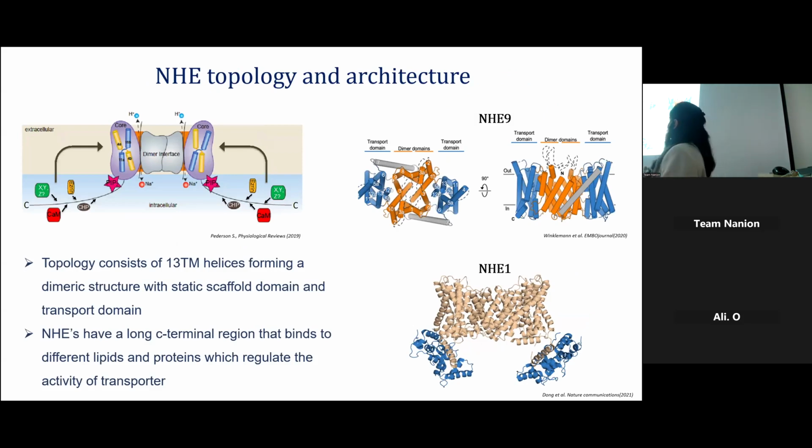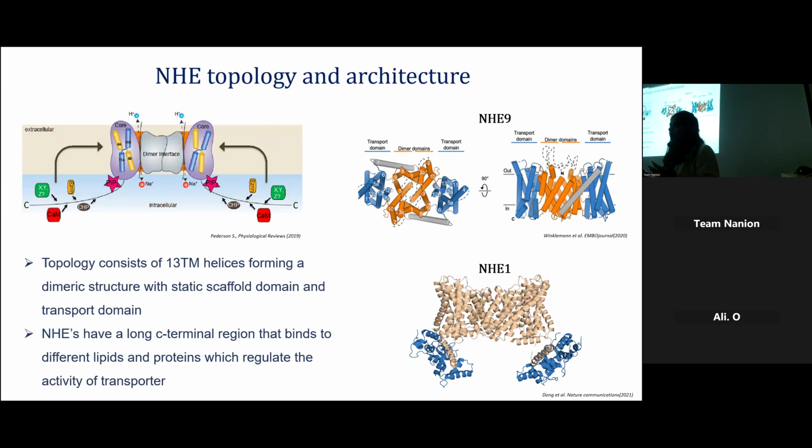from mammals have a long cytoplasmic tail where lipids and some proteins bind and regulate these transporters. The previously known NHE9 structure had 13 transmembrane helices, of which six were the dimer domain, the other six were the transporter domain, and there was another helix connecting these two domains called TM7.